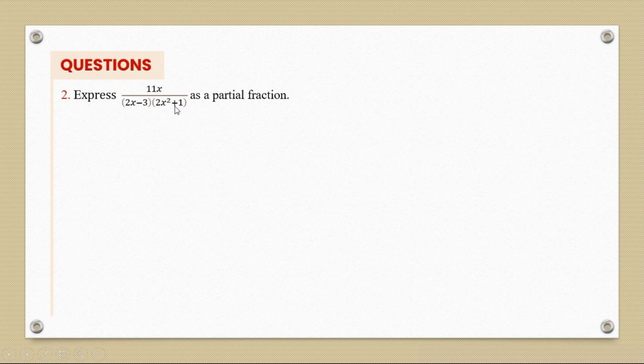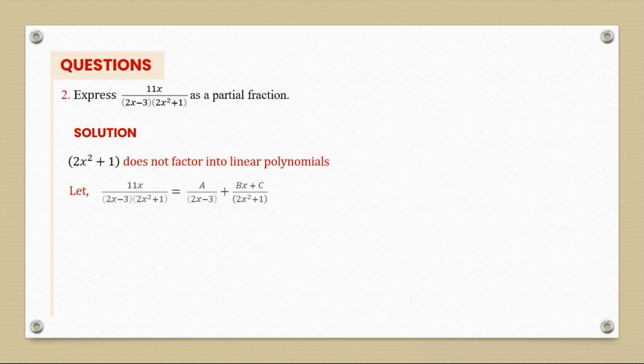So we're going to treat it the way we treat other quadratic factors. So now we have 2x squared plus 1, which does not factor into linear polynomials. So therefore we're going to let 11x over 2x minus 3 times 2x squared plus 1 be equal to a over 2x minus 3. But remember, where we have that quadratic factor 2x squared plus 1, we're going to have bx plus c. So this is how it's going to look.